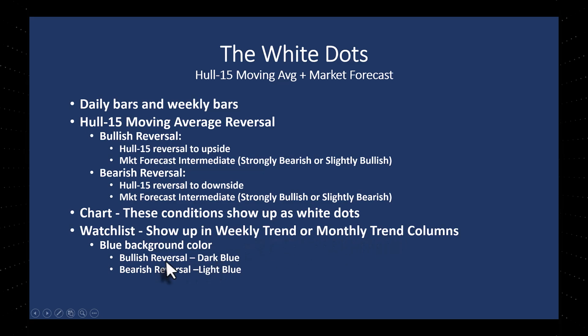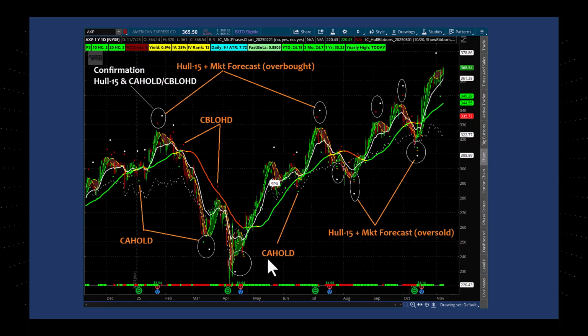And so if you end up seeing a really, really dark blue background on one of those columns, you should know that you're seeing a bullish reversal that's happening right now with regards to the Hull 15 moving average and married with the market forecast. And likewise, if you see a light blue color background, you're again seeing a white dot, only this is a bearish reversal. So on the chart, it looks something like this. Here's some white dots that we've got. They're showing those Hull 15 reversals.